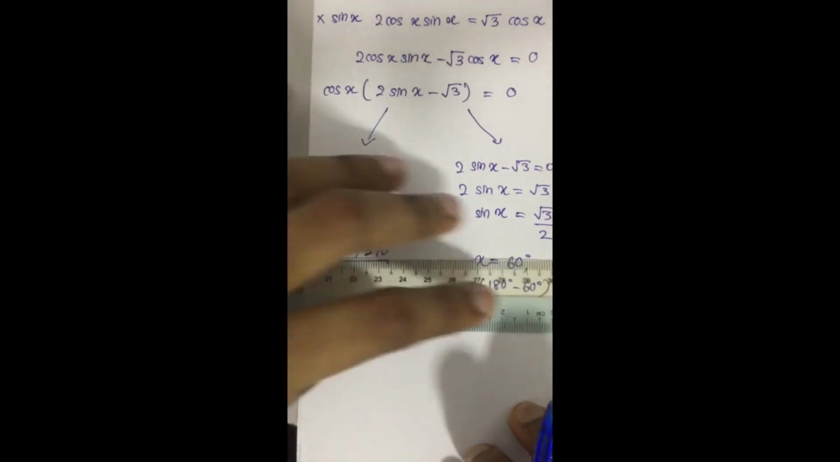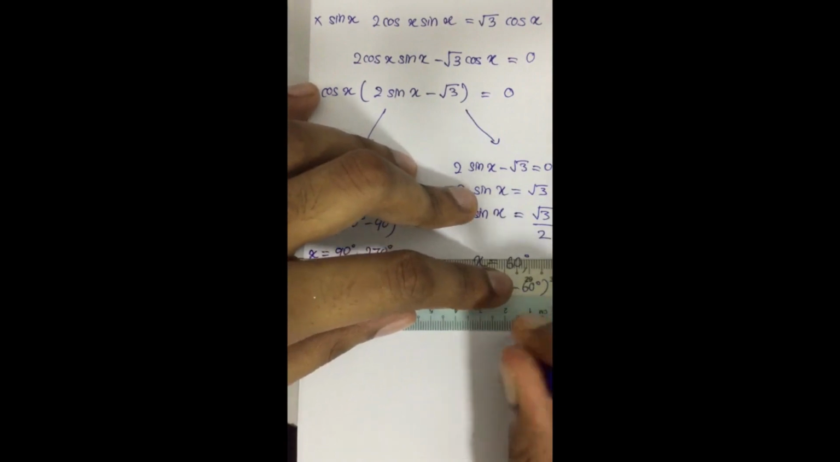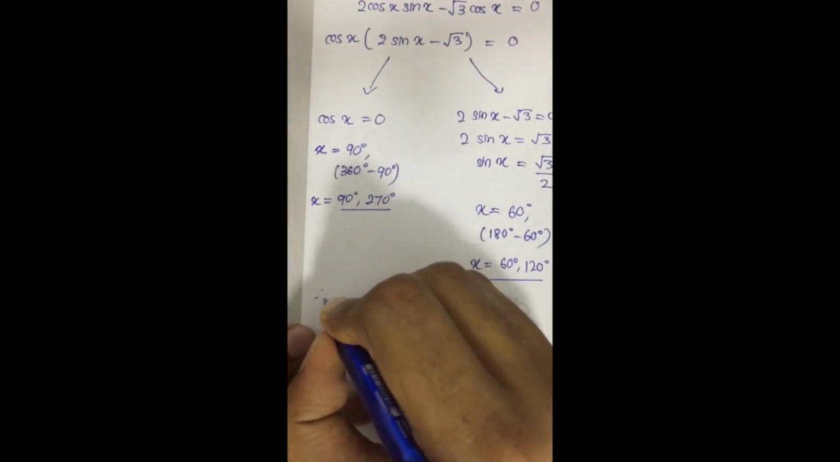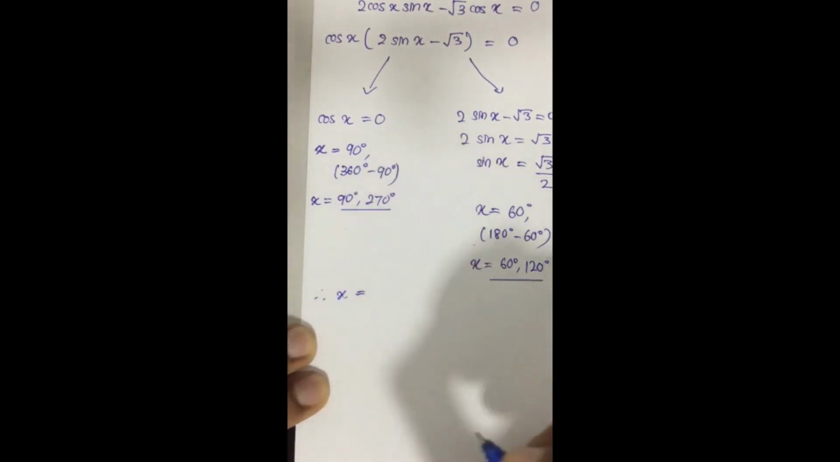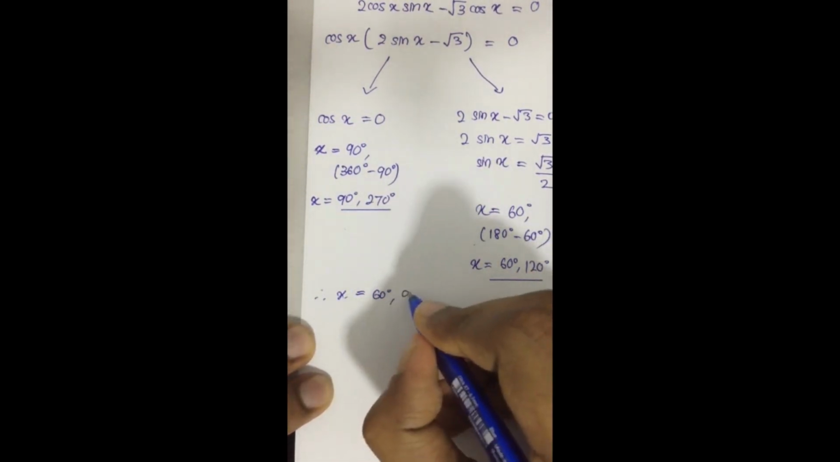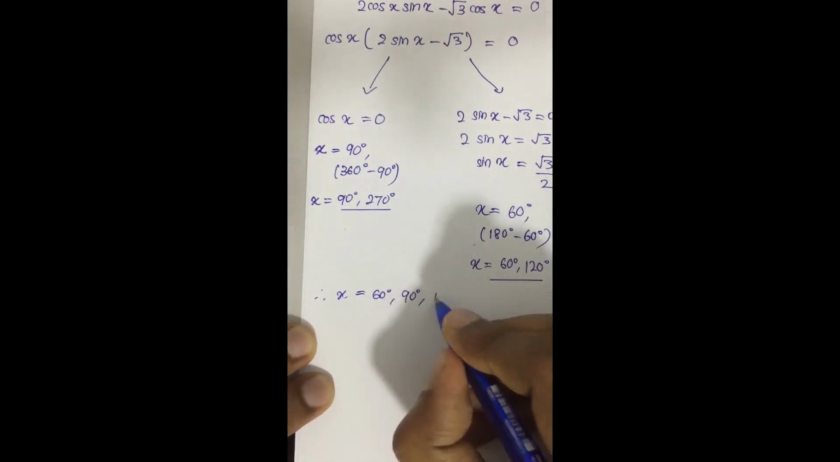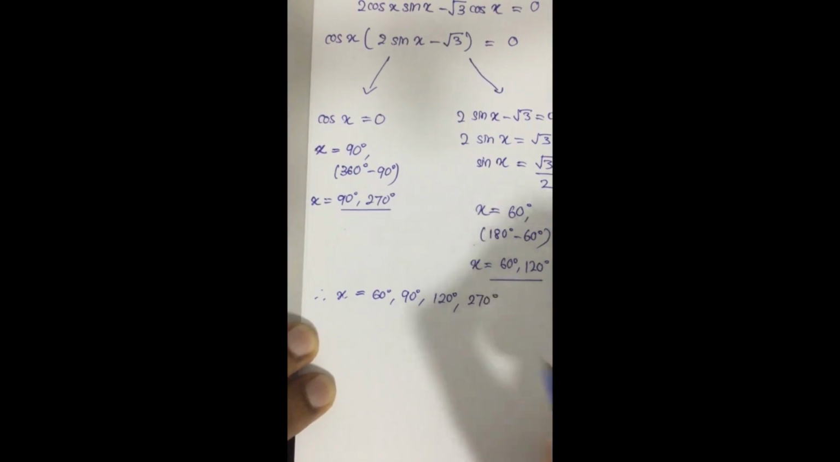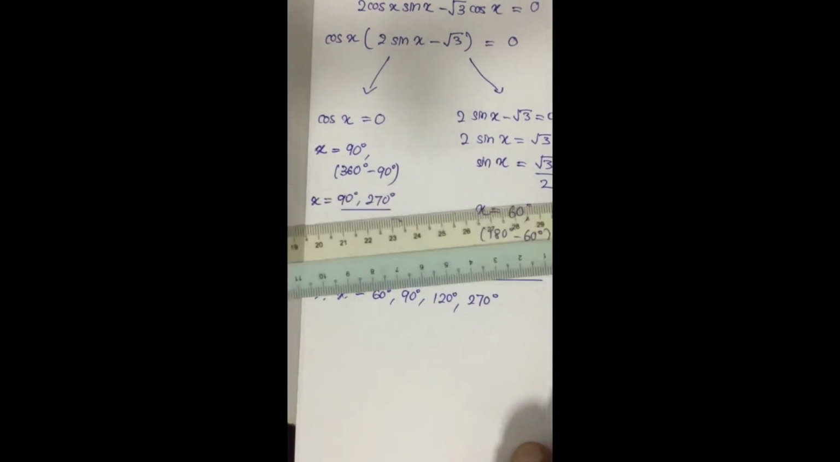So from here your final answer will be x equals to 60 degree, comma 90 degree, comma 120 degree, comma 270 degree. So this will be your final answer, guys.